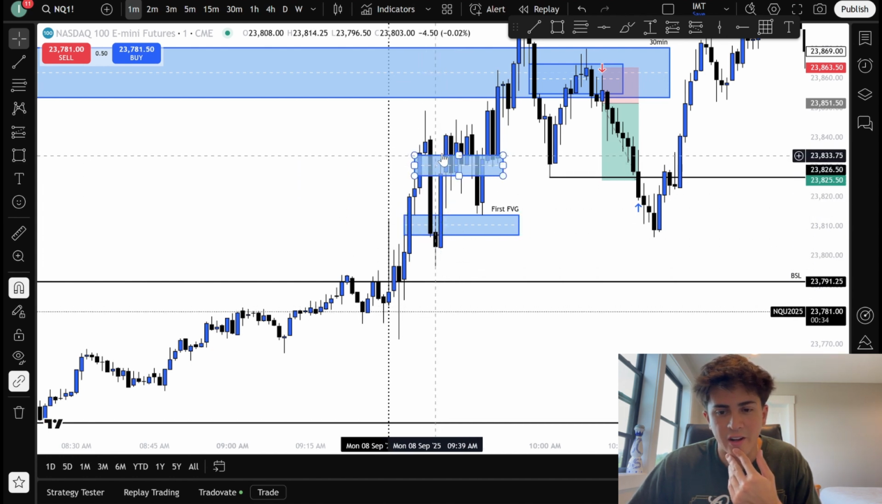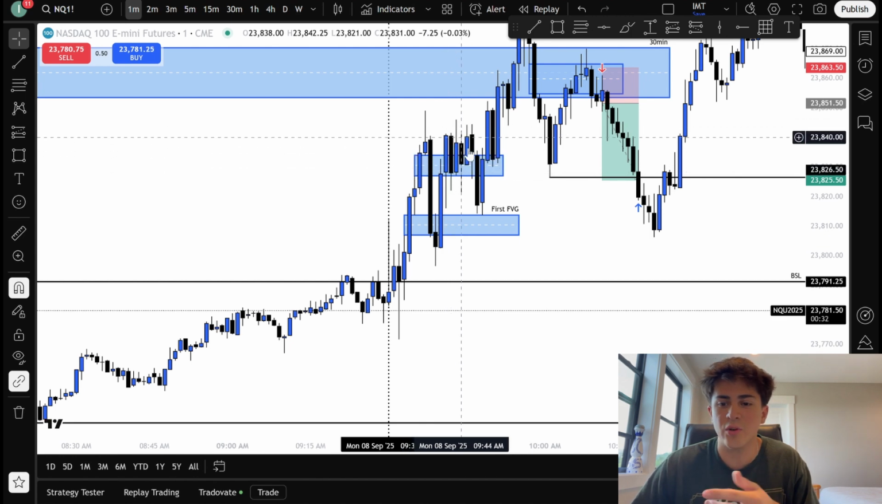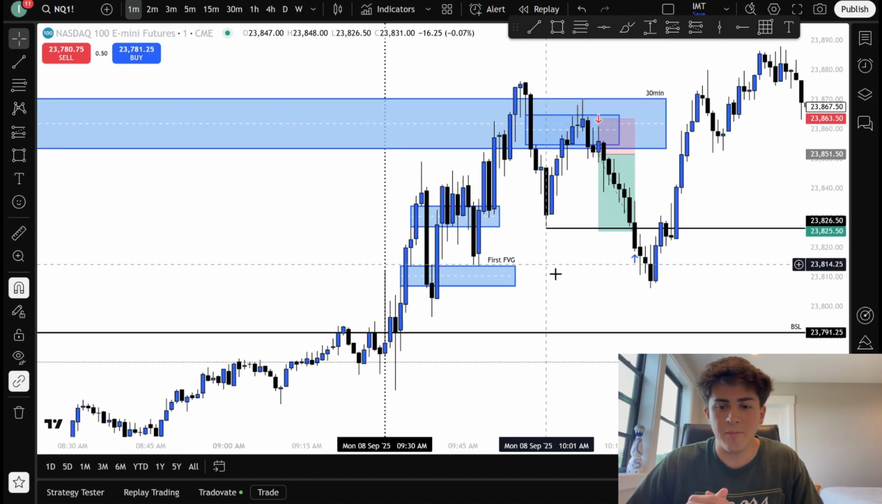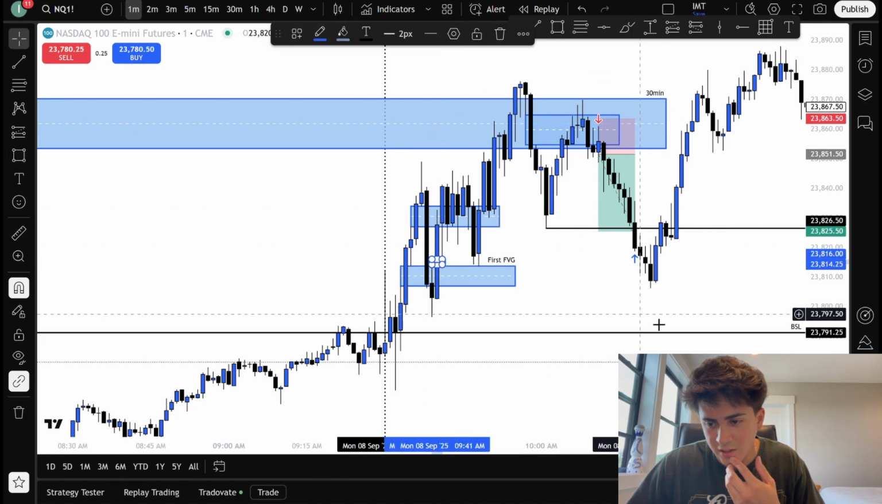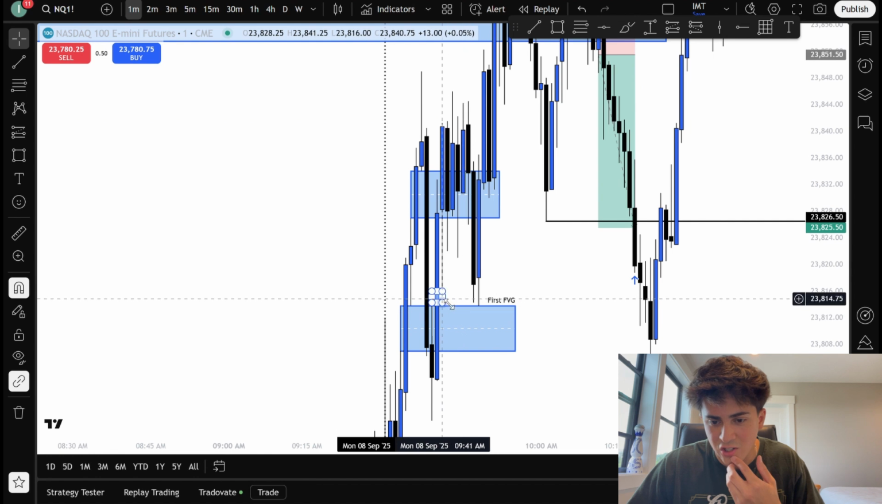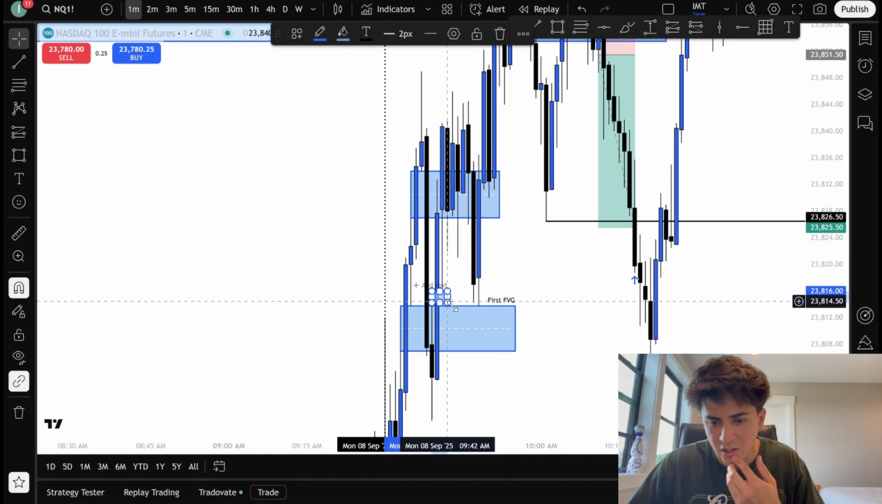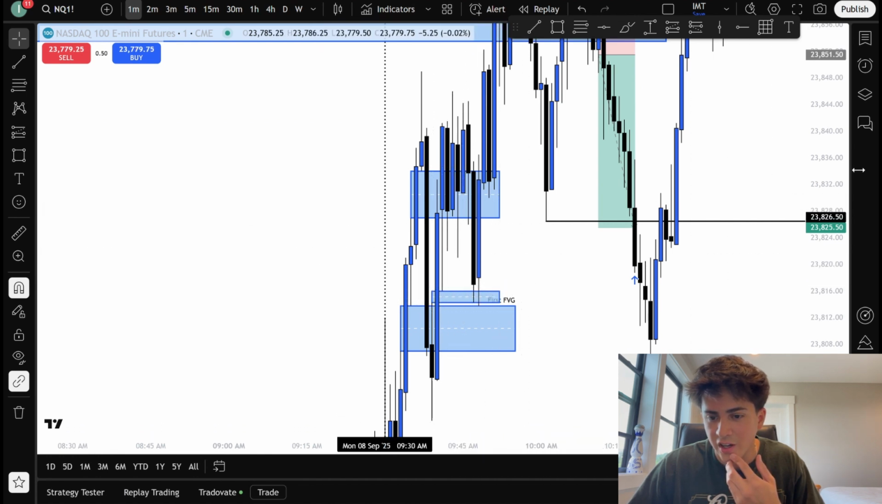There was a gap here, really just dancing around. And this is where you can't get stuck. Like I said before, my bias just kept changing. Like I was bearish, I was bullish. I guess there's another fair value gap right here that could have been respected, but it's just very choppy. There's no real direction of where price wants to go.